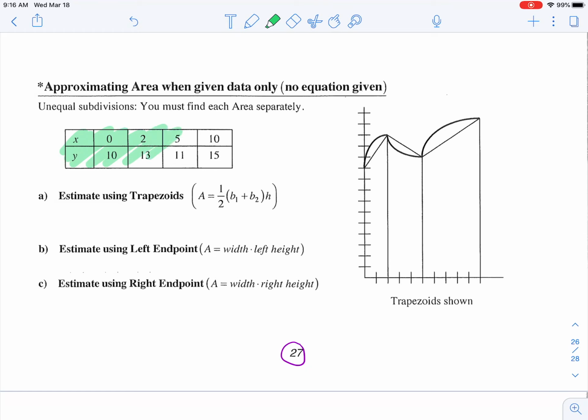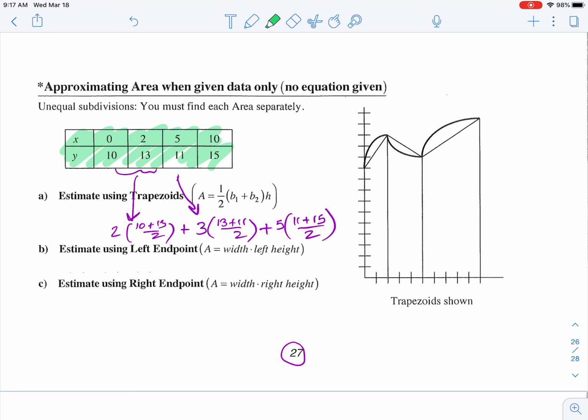So if we just have a table of values here, and we wanted to estimate using trapezoids, or the trapezoidal rule, that's where we would average the bases times the height. So for the first section here, that would be 2 times the average of 10 and 13, plus the next one would be 3, the difference between 2 and 5, times the average of 13 and 11. And then the last one would be 5 times the average of 11 and 15.